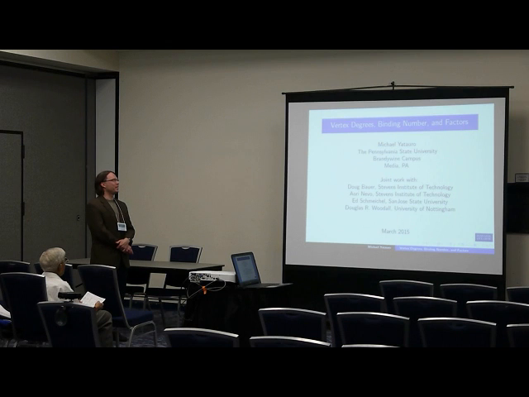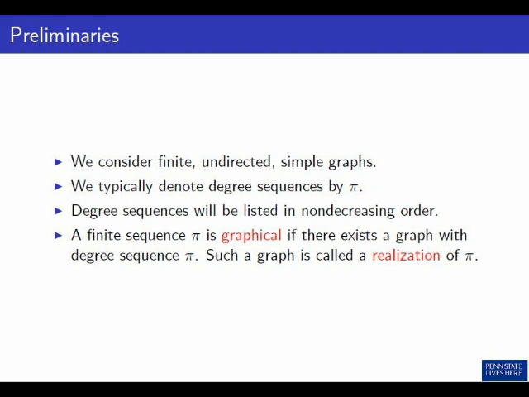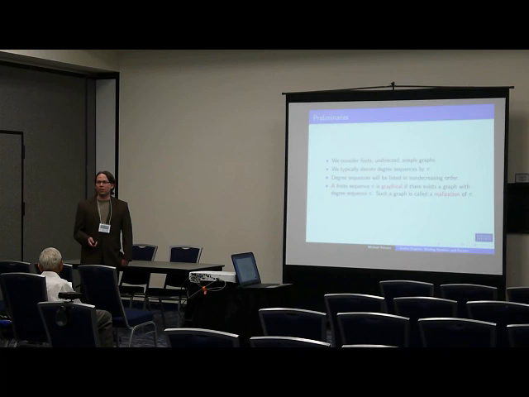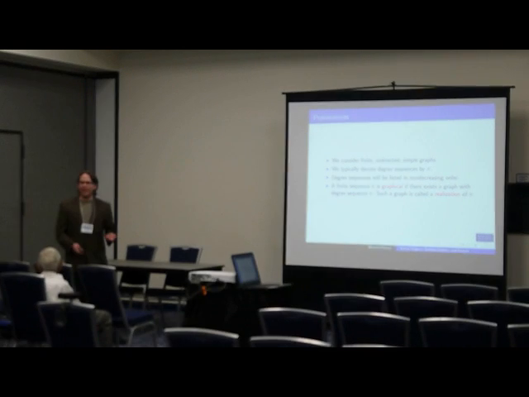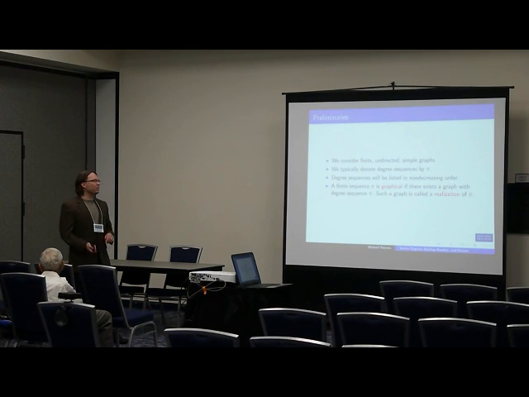So, Vertex degrees, binding numbers, and factors. Essentially we're going to be combining the notion of the degree sequence with a bound on the binding number of a graph to determine results concerning factors. Some preliminaries: we're going to consider finite undirected simple graphs. We're going to denote graphical sequences or degree sequences by pi, or pi prime if we have multiple to refer to. The degrees will be listed in non-decreasing order from smallest to largest, and a finite sequence pi is graphical if there exists a graph having pi as its degree sequence, and such a graph is called a realization.